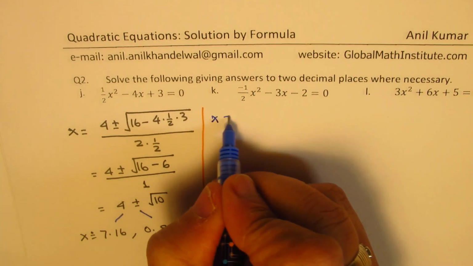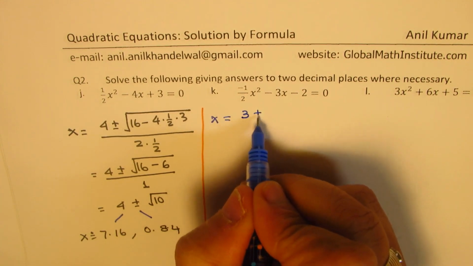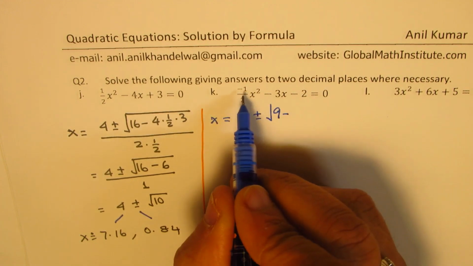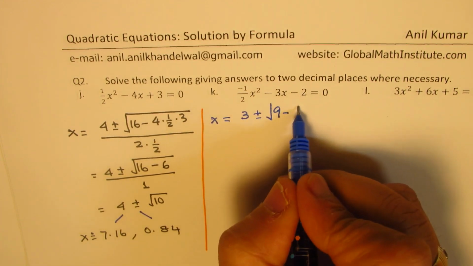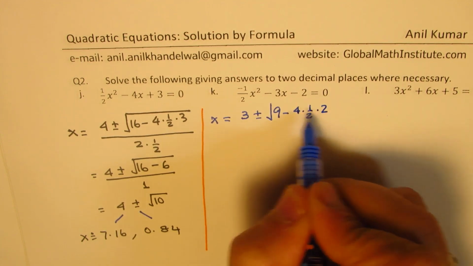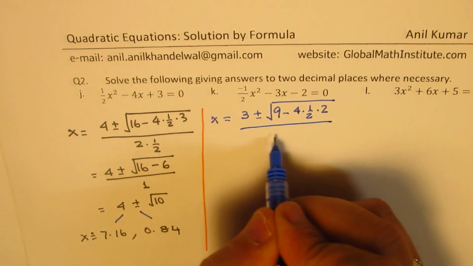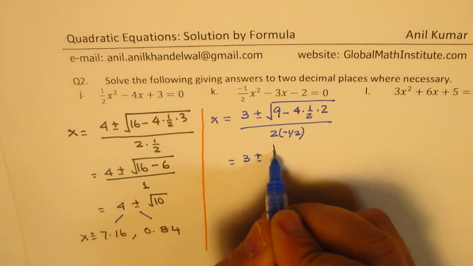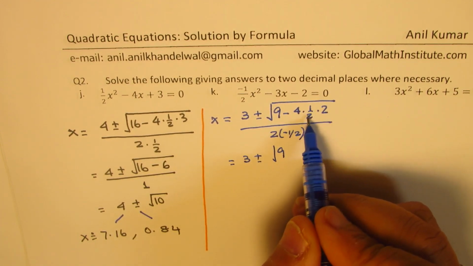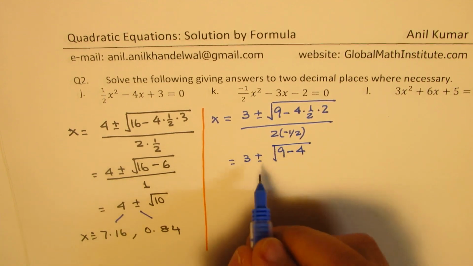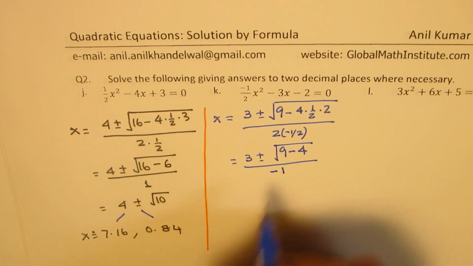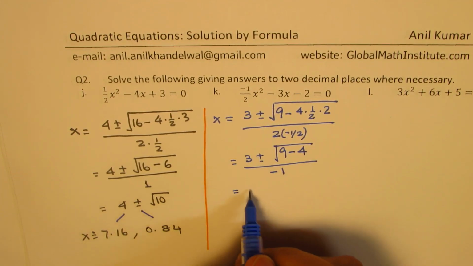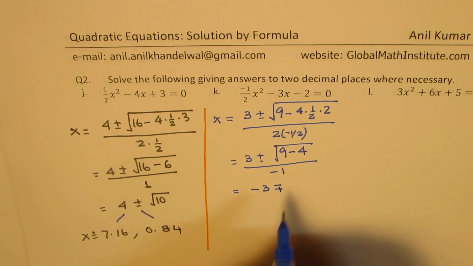In this case, x is equal to minus of minus 3, which is 3, plus minus square root of this, which will be 9, minus 4 times AC. Now that becomes positive, right? So we'll write 4 times half times 2, divided by 2 times minus half. So that gives you 3 plus minus square root of 9. Half and half 2 cancels, so 9 minus 4 over, that is minus 1. So that gives you the solution as minus 3 minus plus square root of 5.